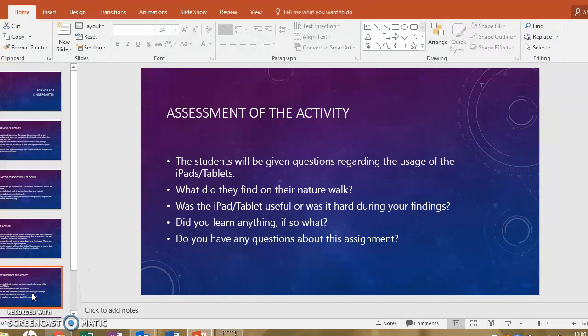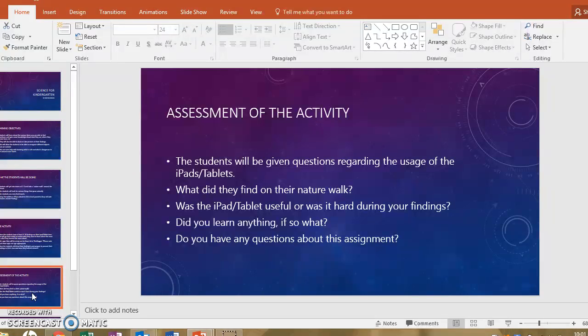The assessment of the activity. The students will be given questions regarding the usage of the iPads and tablets. What do they find on the nature walk? Back to the first question, did they like the tablets? Was it useful? Was it hard to use? Did they like it? Or would they much rather just collect their findings, take it inside, use the computer to see what their background is, or just draw pictures on it? Was the iPad tablet useful, or was it hard during your findings? Did you learn anything, and if so, what?